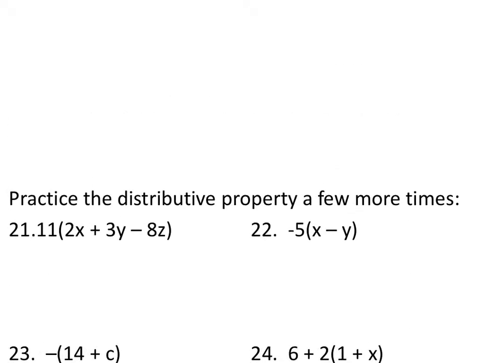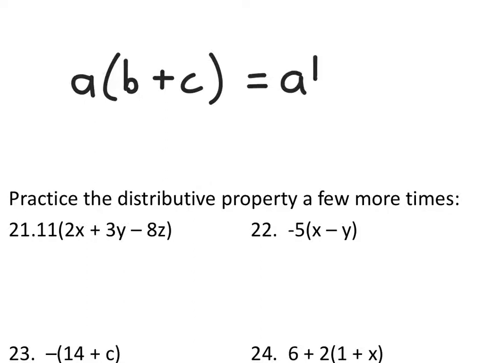The distributive property is written like this: A times the quantity B plus C equals A times B plus A times C. This is abstract, so A, B, and C would usually represent different numbers or terms. Sometimes they have variables in them. But this is abstract, so you could replace these with things, right?